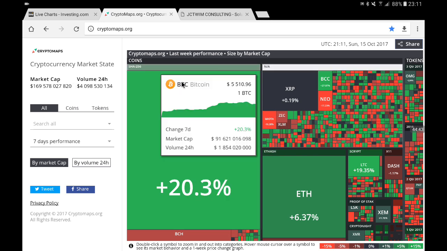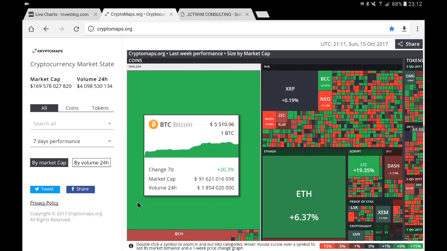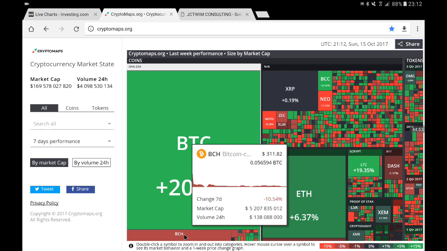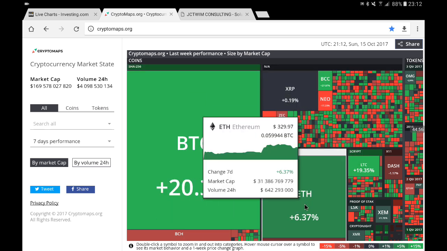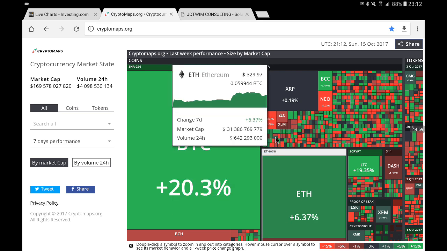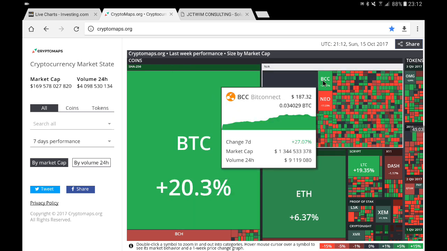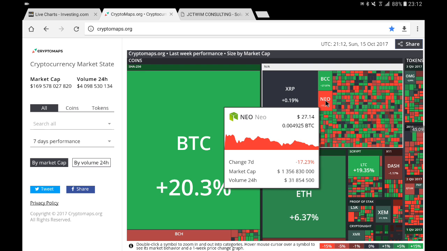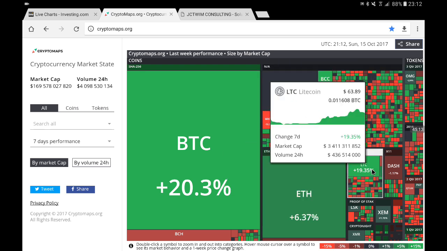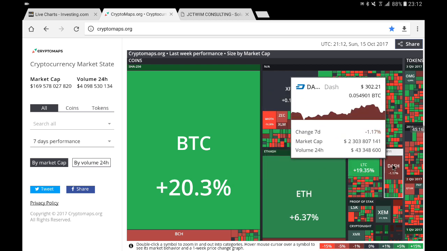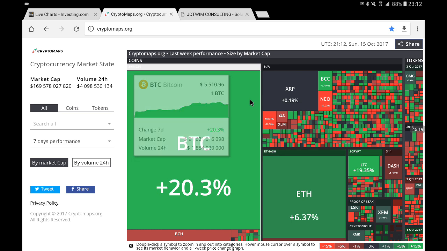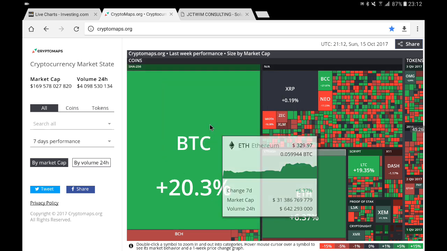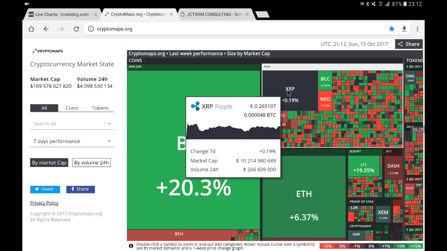And you see over here, Bitcoin performance plus 20% for the last 7 days. And Bitcoin Cash over here has been down minus 10%. You see over here, Ripple's been flat, Ethereum up 6.3%. You see over here, BitConnect up, Yoda over here, Neo downtrending minus 17%, Litecoin up closer to 20%, Dash down minus 1.1%, and that's it. So you see big gap for Bitcoin, Ethereum, and these are the great players over here.